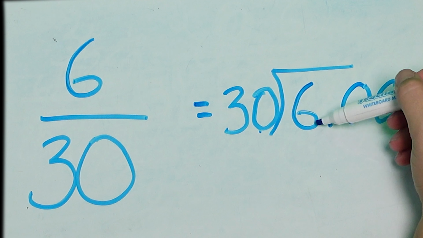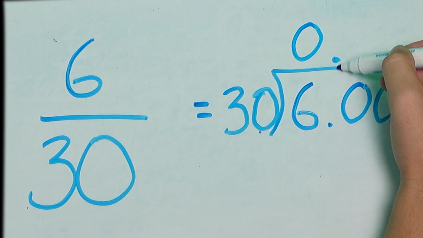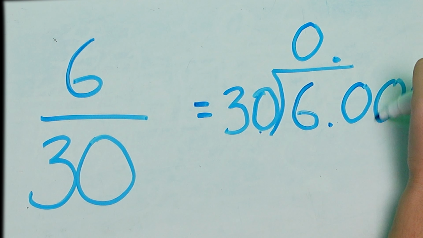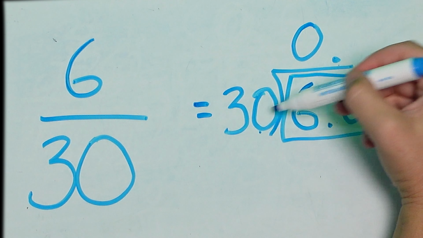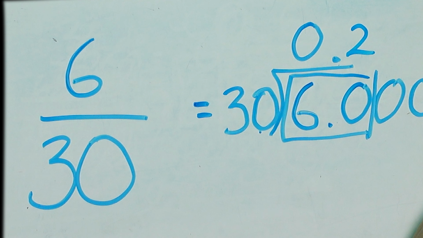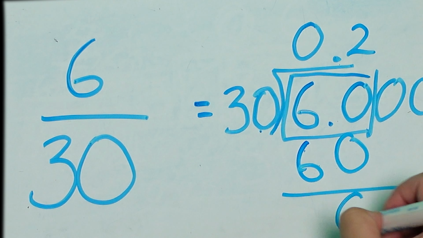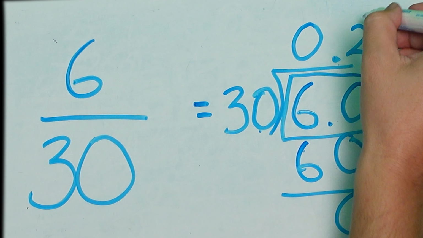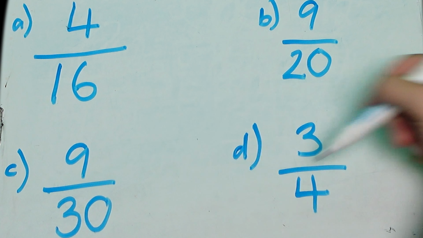How many 30s go into 6? Well, we know it's going to be 0. Putting our decimal points, making sure they line up. Now we're going to think about this as 60. How many 30s go into 60? 2. And we're going to check that there's no remainders. 30 times 2 is 60. There's no remainders, so we can stop there. 0.2. Okay, here are some practice ones for you.